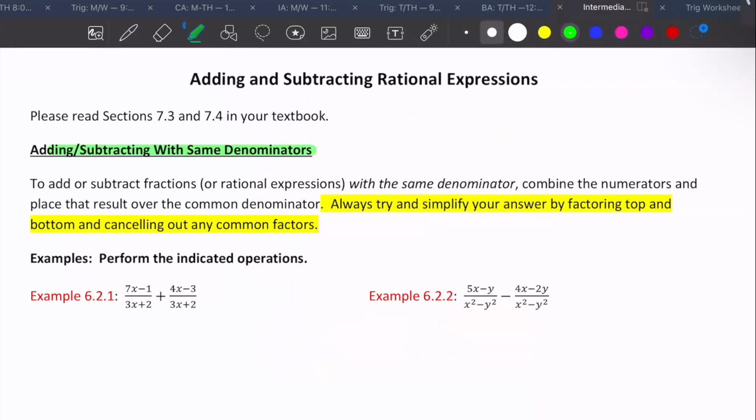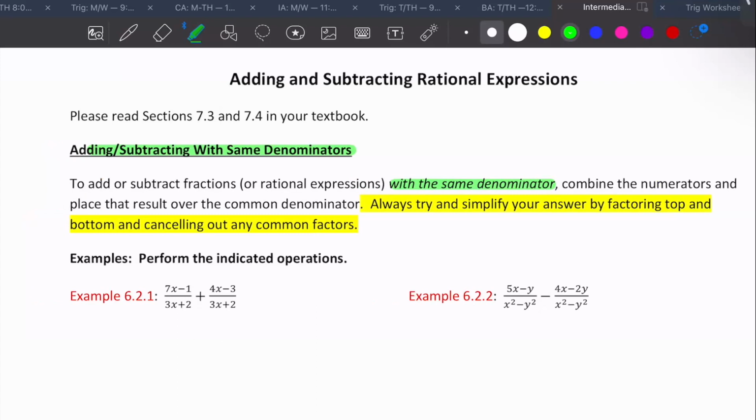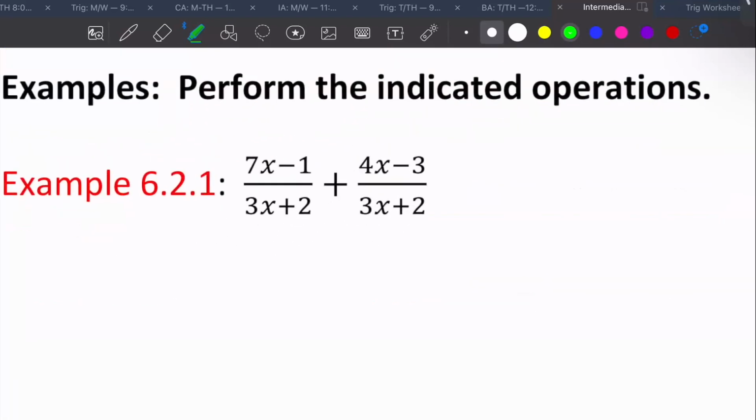So to add or subtract fractions or rational expressions, which are fractions, right, with the same denominator, combine the numerators and place that result over the common denominator. Always try to simplify your answer by factoring top and bottom and canceling out any common factors, okay? So right here it says perform the indicated operation.